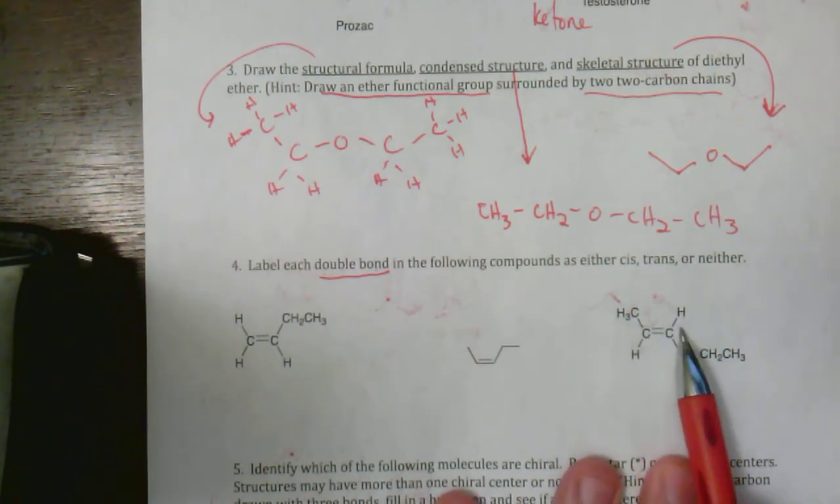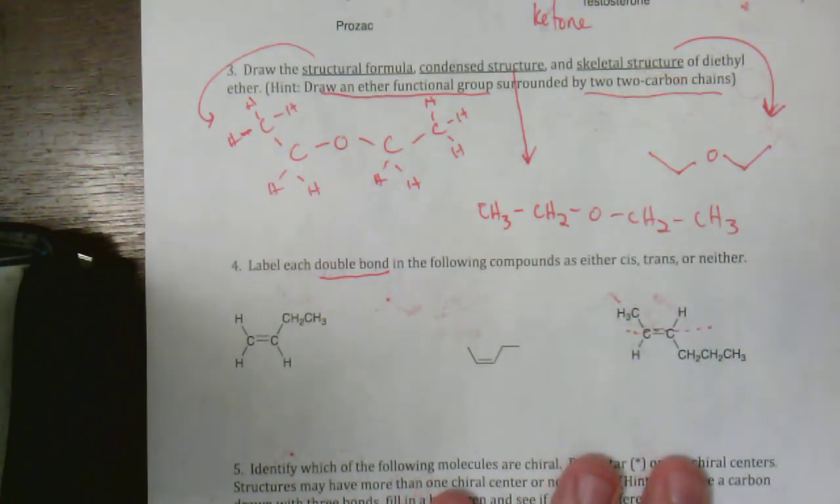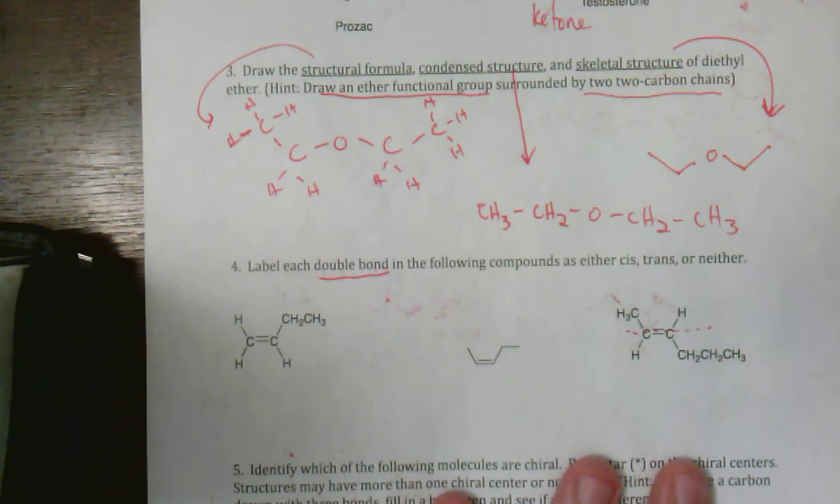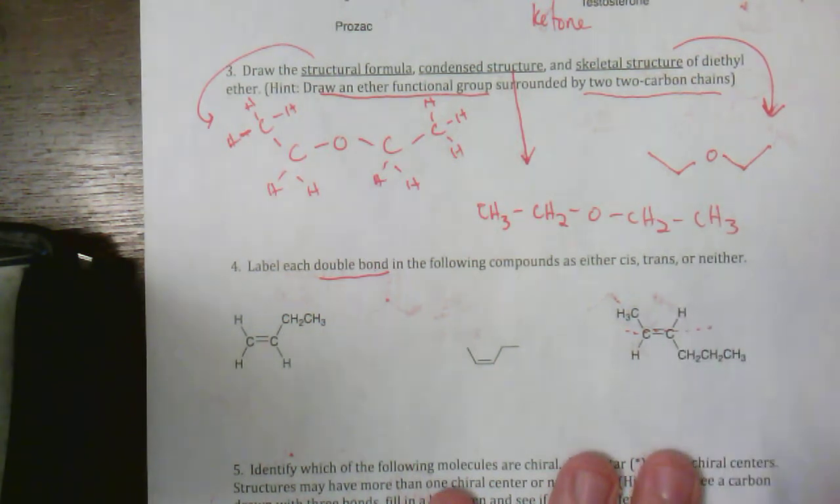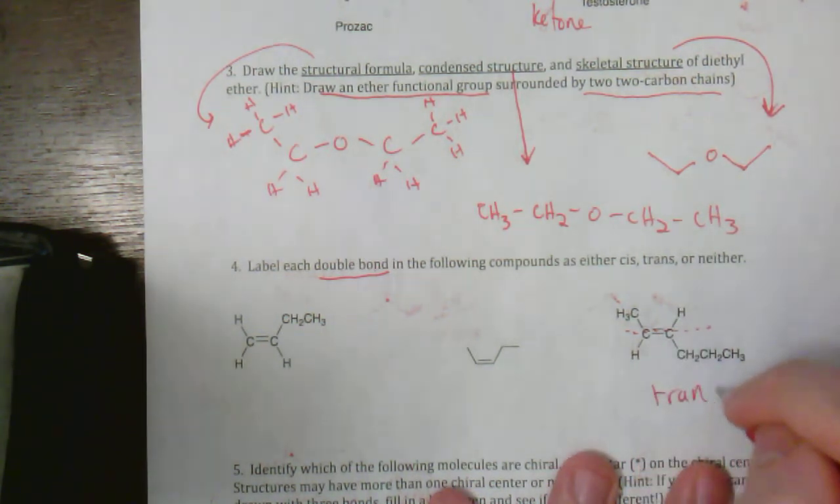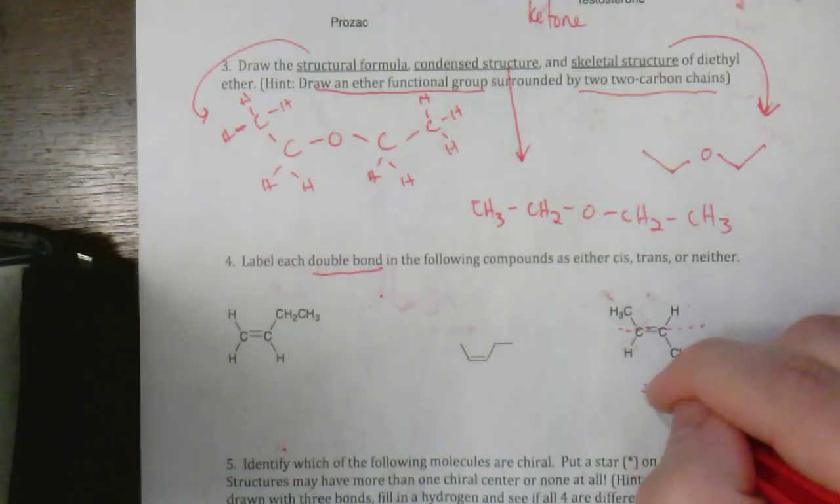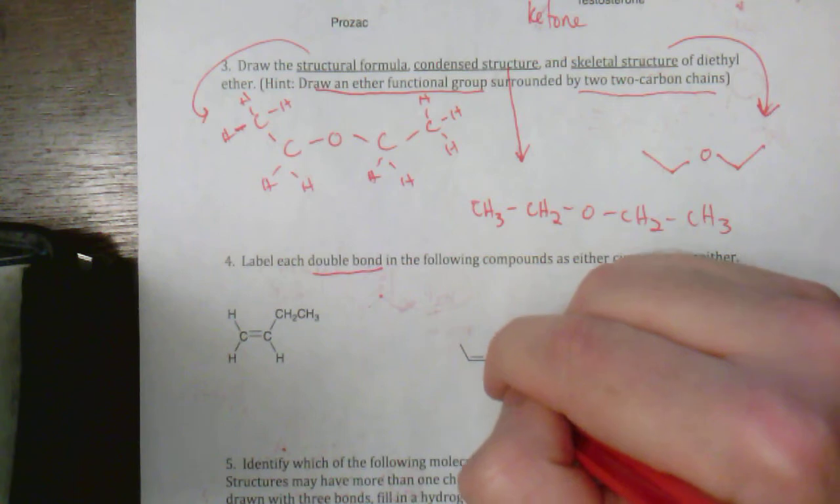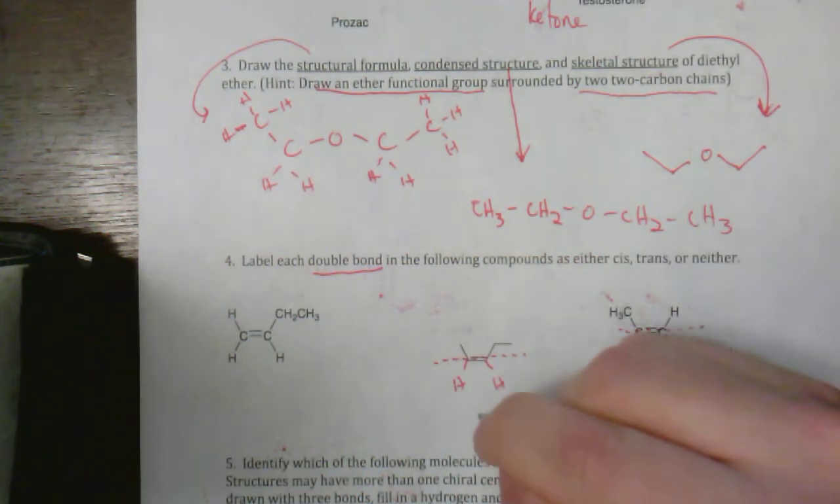So I'm comparing this H with this H, and I'm asking, are they on the same side of this double bond, this plane that I could define by the double bond, or I guess line is more accurate, are they on the same side of this line, or are they on opposite sides? So these H's are on opposite sides, and when they're opposite, or when the side changes, then we call that trans. When they're on the same side, okay, it stays the same, then we call this cis.